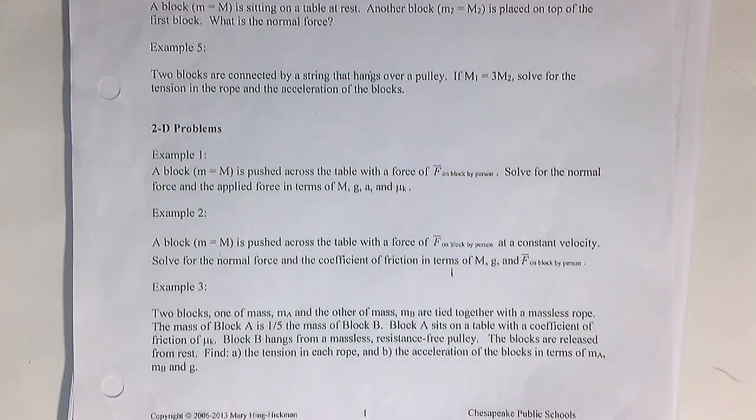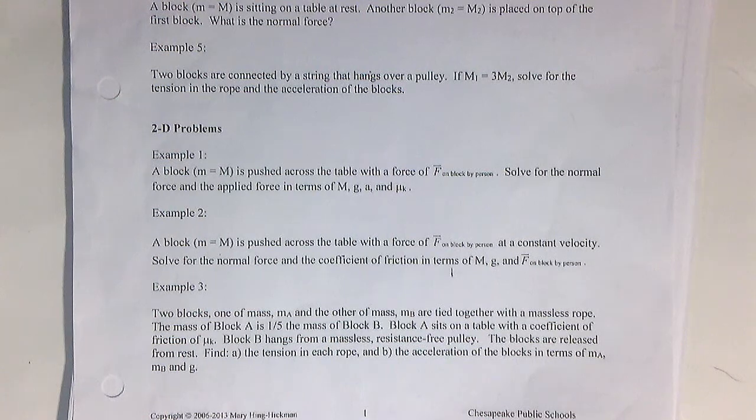Okay, in this video, we're going to go ahead and look at example 2 for the two-dimensional problems. We have a block that's being pushed across the table at a constant velocity. Solve for the normal force and the coefficient of friction in terms of the mass, the acceleration due to gravity, and the force on the block by the person.